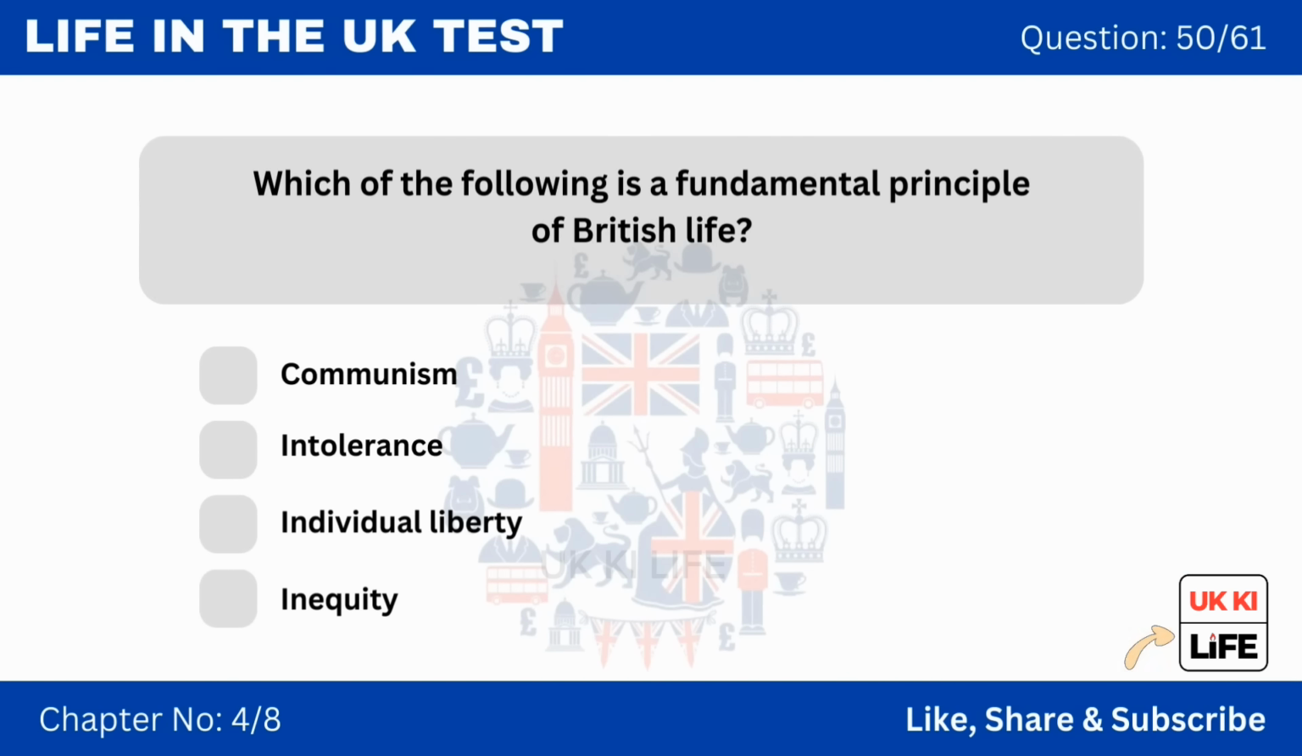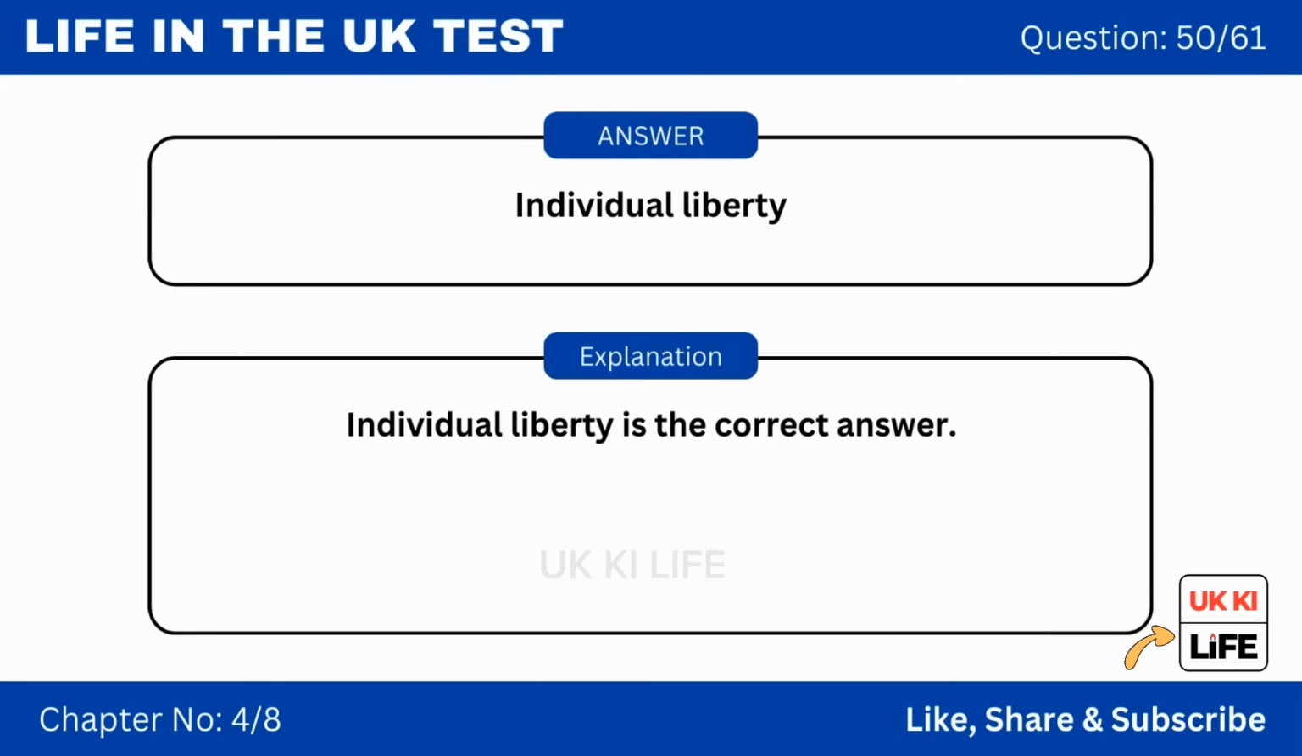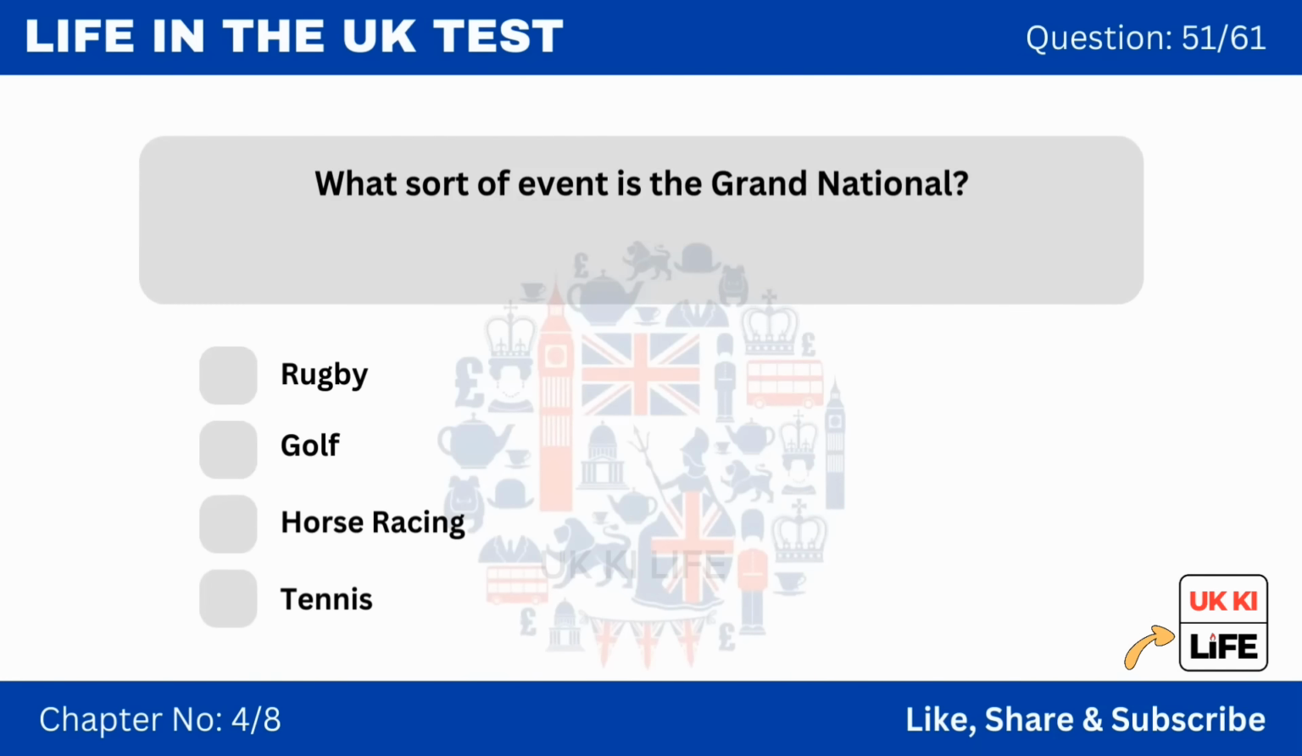The correct option is C. Explanation. Individual liberty is the correct answer. Question 51. What sort of event is the Grand National? Rugby, golf, horse racing, tennis.